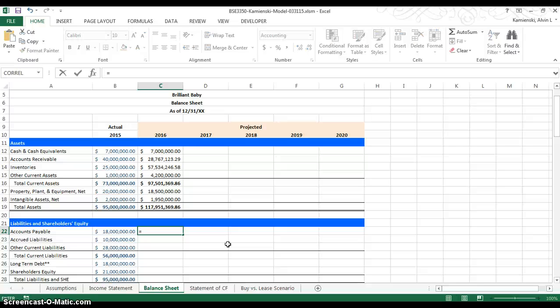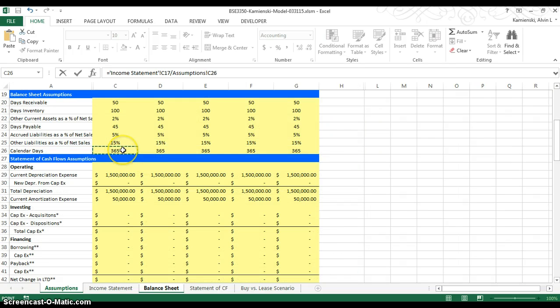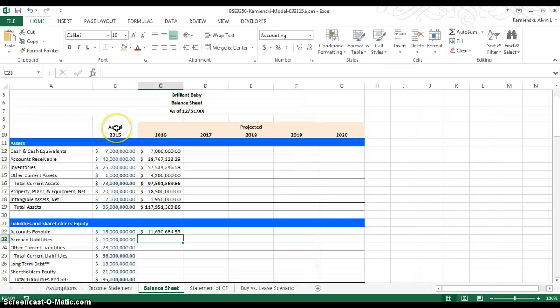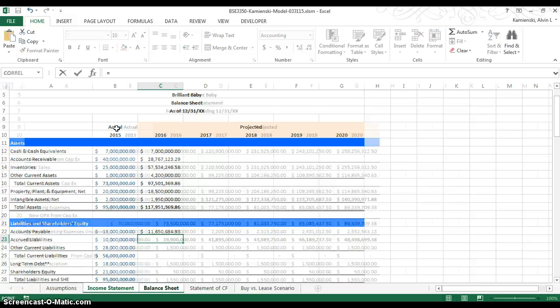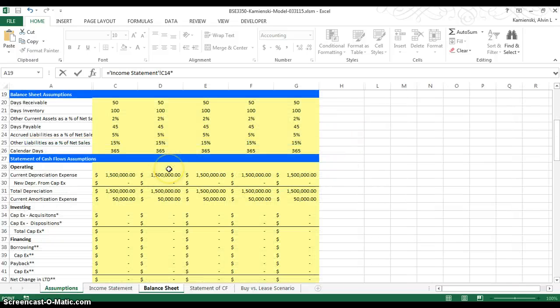So it's going to be equals to, we go then to our line for total cost of sales. We divide that off the assumptions page by 365, and we multiply that then by the amount of our days payable. Accrued liabilities is going to be a basic percent of sales analysis. So it's going to be equals our total sales multiplied by then, back to our assumptions page then, accrued liabilities as a percent of net sales.